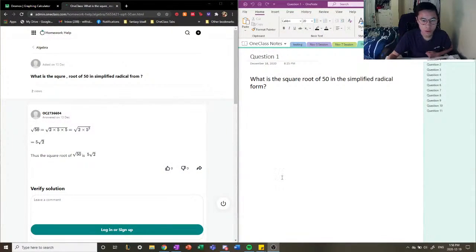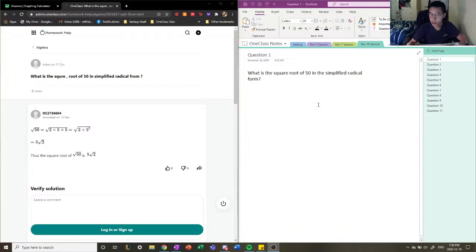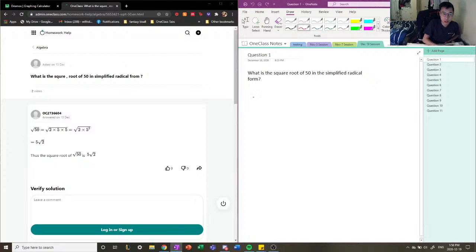Okay, so the first question reads, what is the square root of 50 in the simplified radical form? Before we even begin to tackle this question, there are a few properties of the square root function that we can use to help us find the simplified radical form. The first property that we're going to use is this.